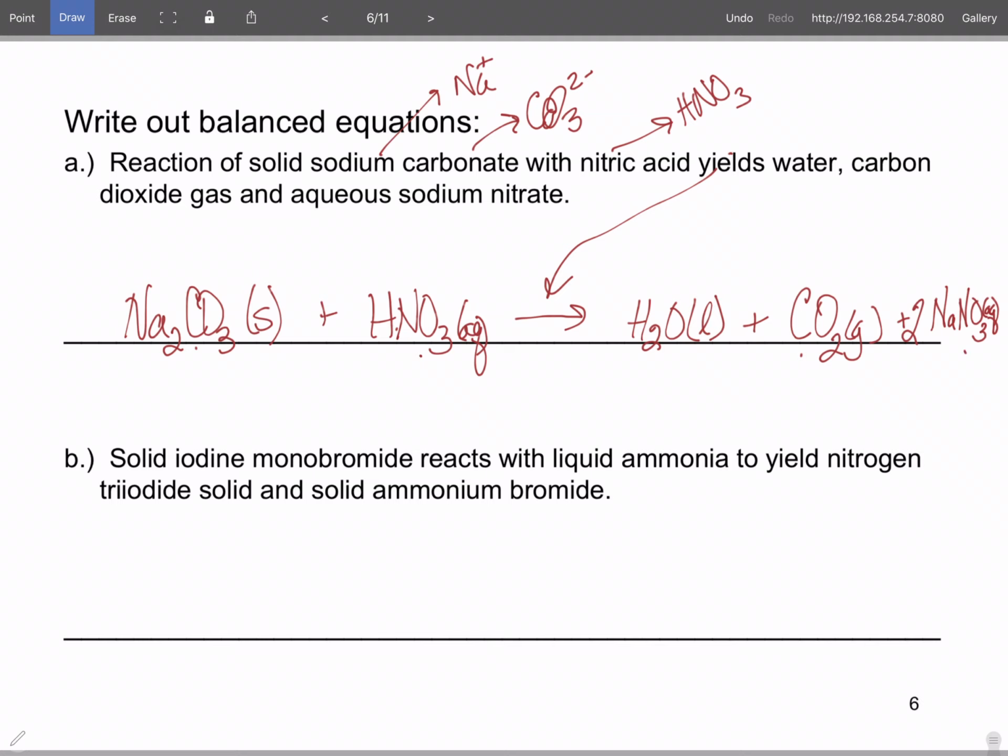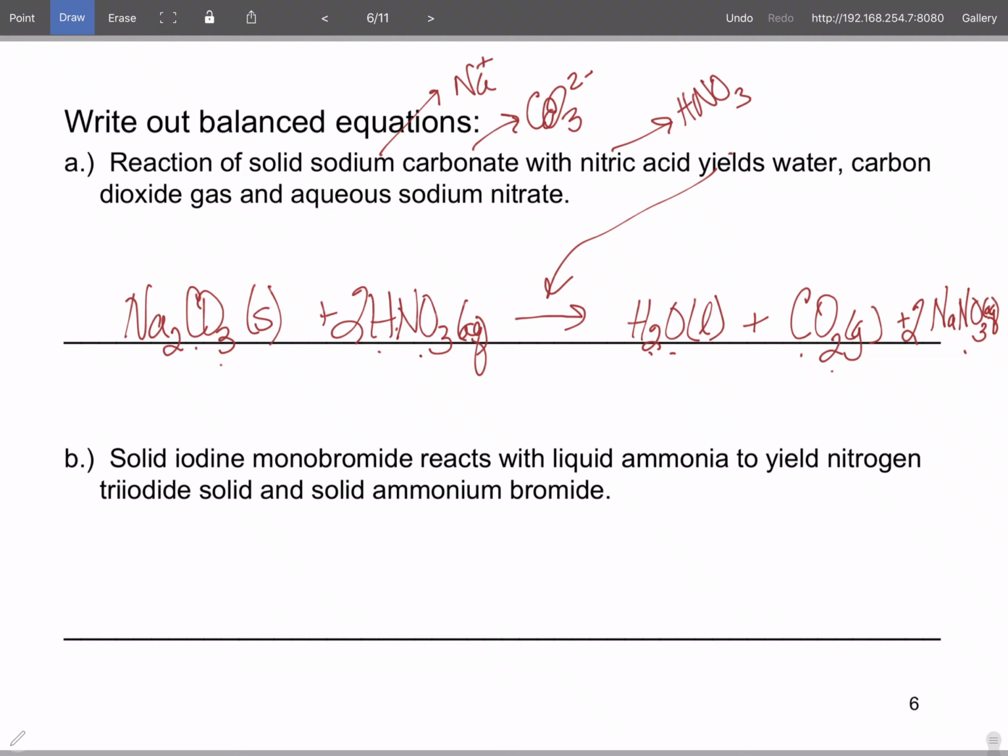So now I have to do the hydrogens. I have 1 hydrogen here, I have 2 hydrogens here, so I need 2 of these. Oh yeah, I missed the nitrate because I should have caught it there, but again, it's a double check, so it'll catch it. So I've got my hydrogens, and I need my oxygen, so I have 3 here. I have 1 here and 2 here, so I have 3.